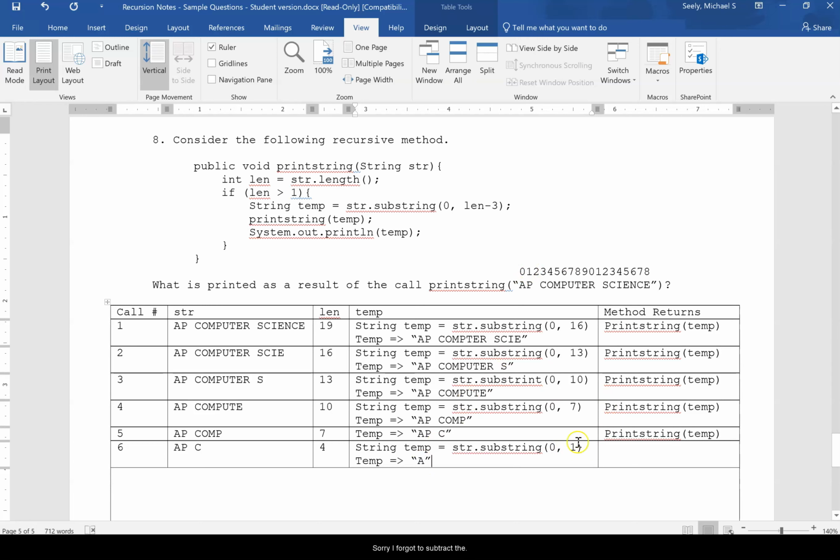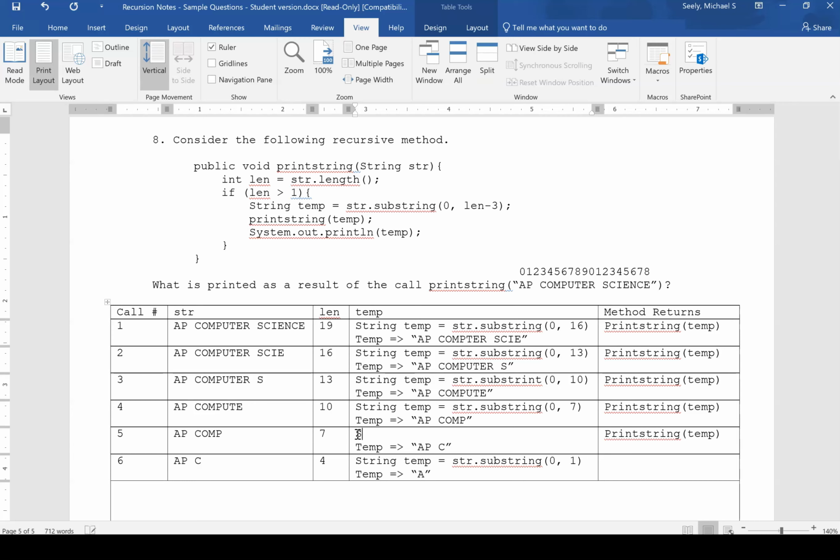Sorry, I forgot to subtract the, oh crap. I didn't write this down properly up here. What did I miss? Temp is AP comp. I forgot to do this one right here. Anyway, well, I think I was doing it on the wrong one, but string temp gives us the APC. Let me see here. And then our final one is A.